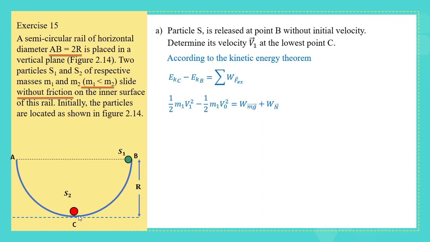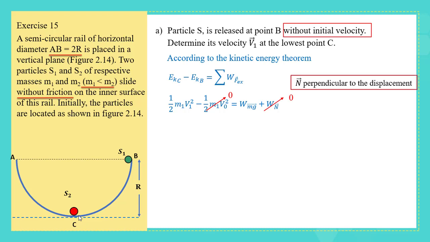Half m1 v1 squared minus half m1 v0 squared, where v1 is the velocity at C and v0 is the velocity at B, equals the work done by mg plus the work done by N, because here we have the weight and the normal as the forces acting on this particle. But the initial velocity is 0, so the kinetic energy initially is 0, and the work done by the normal force is 0, since N is perpendicular to the displacement.